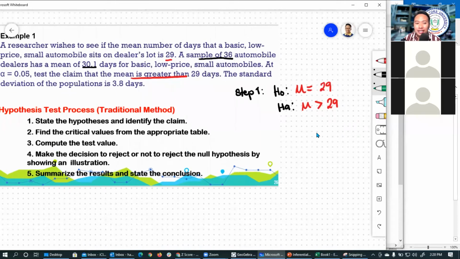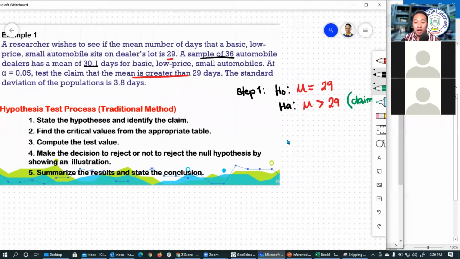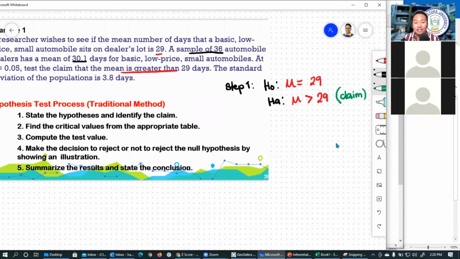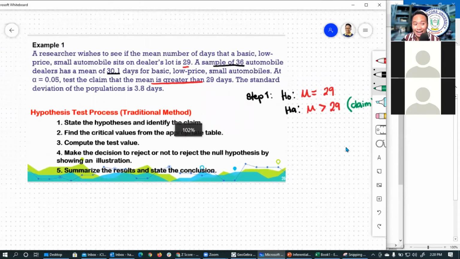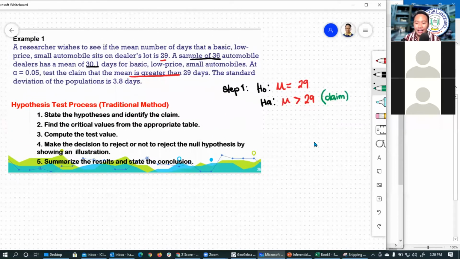How did you know it, Alyssa? Did you reread the problem? Did you read it again? Right? Sometimes we read the problem several times so that we understand better. Your answer is correct. The alternative hypothesis is the claim. Good job, Alyssa. Thank you so much for your answer. Let's work on step number 2.